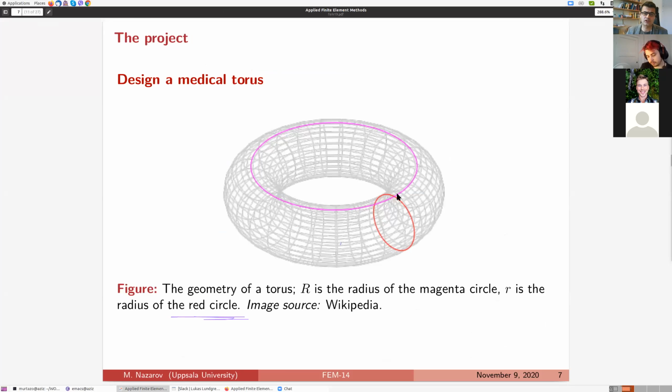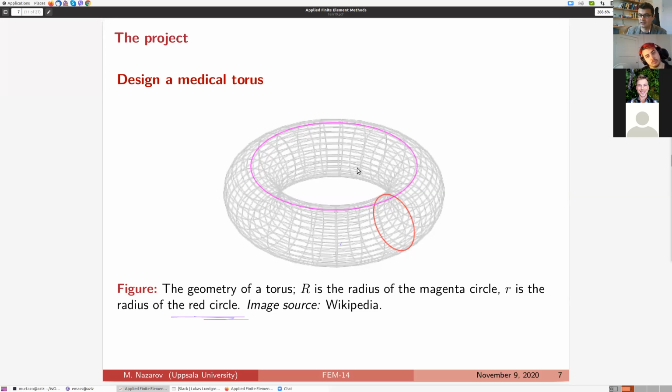So the project will be something like designing a medical torus. I'm working on that. I will update the questions and description. For example, the final aim is that we want to design some medical torus. So what is a medical torus? Some people get sick and they put some kind of medical ring. A torus is like a ring.